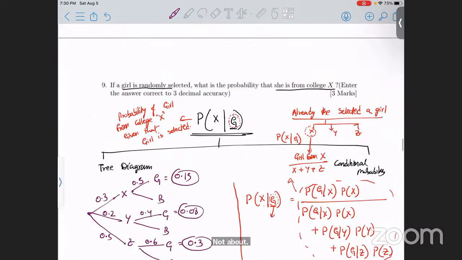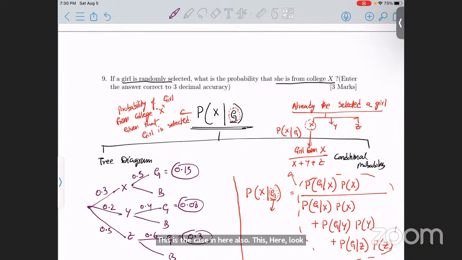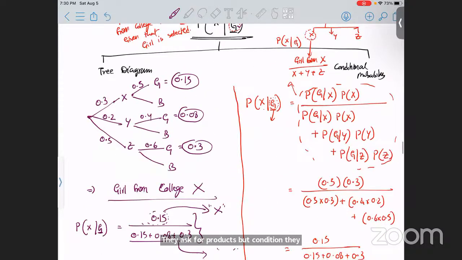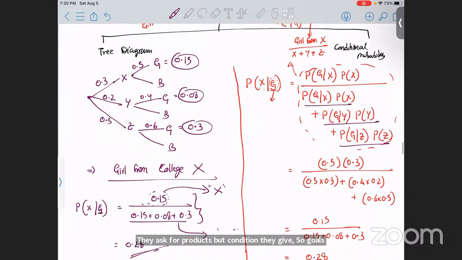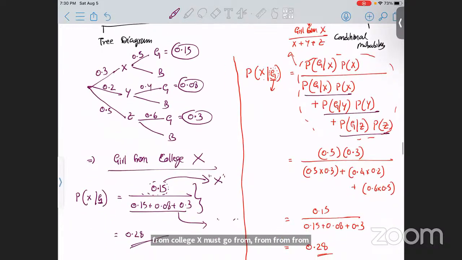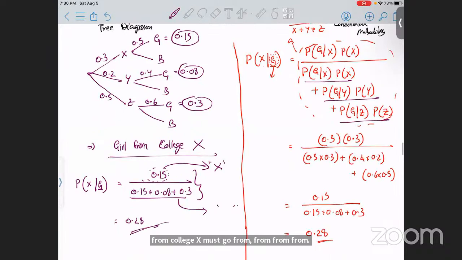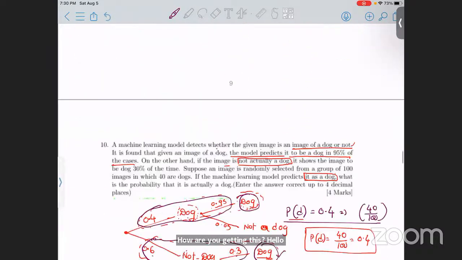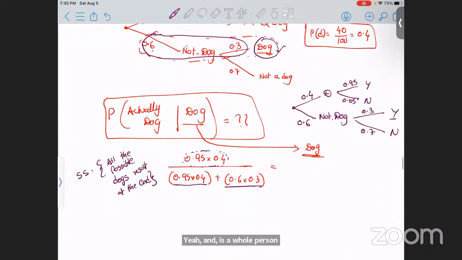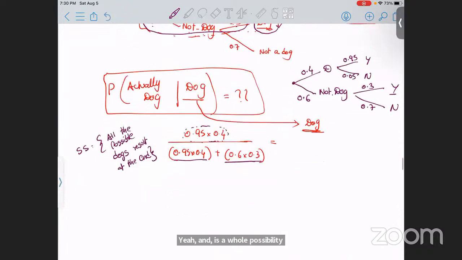Here look at this, college X. They asked college X, but the condition they gave was girls. So girls from college X plus girls from college Y plus girls from college Z. Are you getting this? The division is the whole possibilities. It's simple probability.